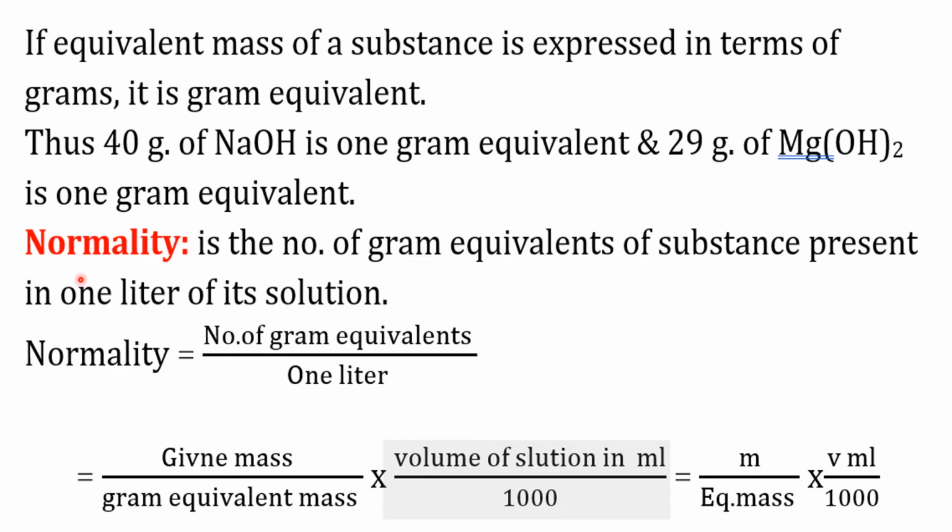Now let us discuss normality. Normality is the number of gram equivalents of the substance present in 1 liter of the solution. So normality equals number of gram equivalents by volume of solution in liters. Gram equivalent, how do we find? Gram equivalent of any substance can be found by given mass by equivalent mass. So normality equals given mass by equivalent mass into volume of the solution in milliliters by 1000.